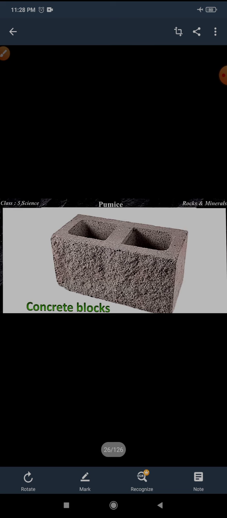What are the uses of granite? Granite is used extensively as a building material and in kitchen counters and floors. Obsidian we use in jewelry and ornaments. And pumice is used in making lightweight building material.